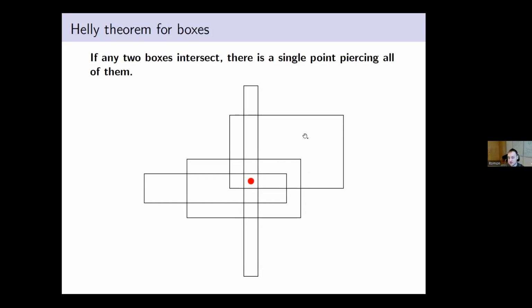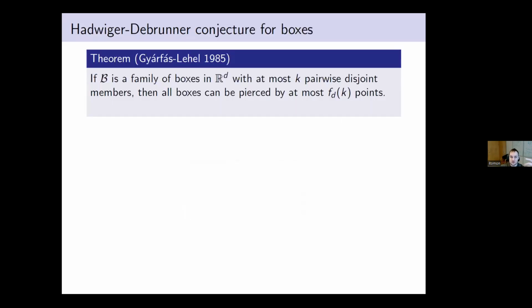So now Helly's theorem has a number of generalizations, extensions, strengthenings, and maybe one of the most famous is the so-called Hadwiger-Debrunner problem, which was famously solved by Alon and Kleitman. So I don't want to go into details about what this problem for general convex sets is, but let me say what the analog of it is for boxes, because it's even much simpler than the general case.